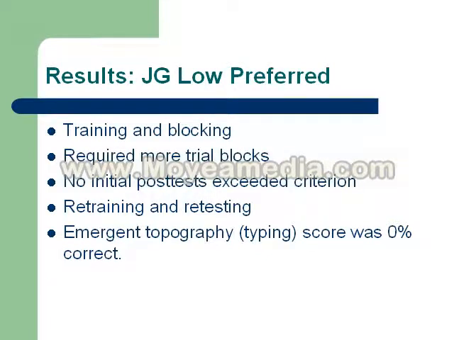JG's low preferred results. JG's low preferred protocol was anatomy. The initial exposure to training, A to B relations, resulted in extensive variability. Blocking was introduced on trials 21 to 24, and scores dramatically increased. The low preferred protocol required more trial blocks to criterion on average, and required blocking, unlike the high preferred protocol.